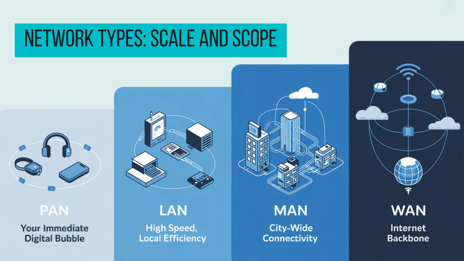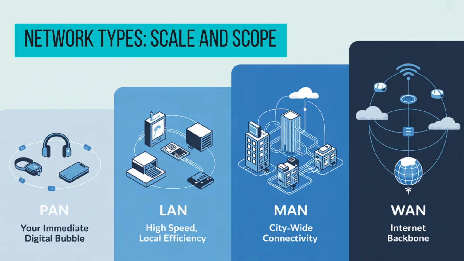This hierarchy isn't just about size, it's about optimization. Each level is designed for different priorities. PANs and LANs prioritize speed and direct communication. WANs prioritize reach and connectivity, often accepting some performance trade-offs to achieve global scale.